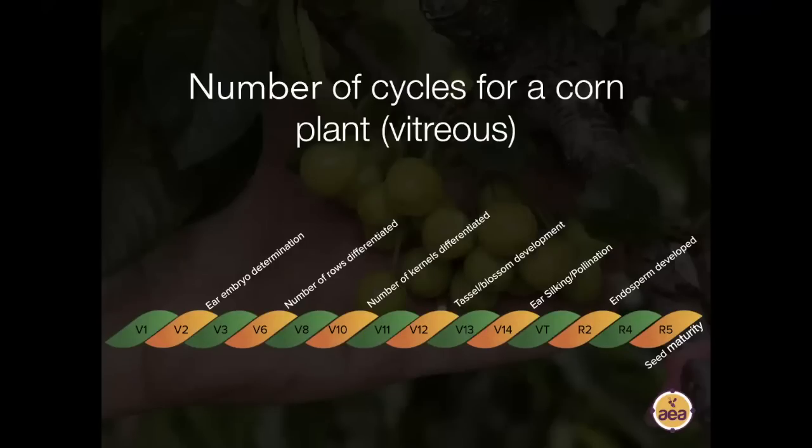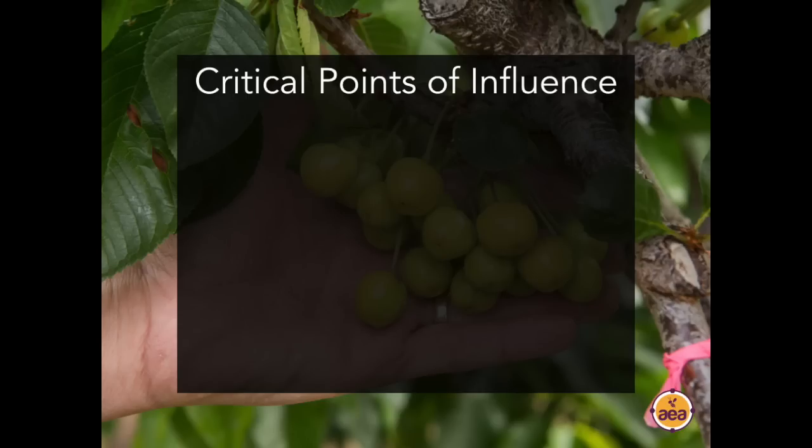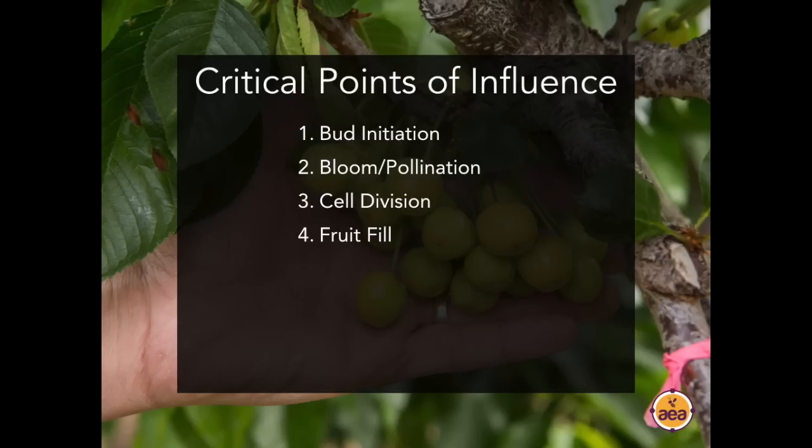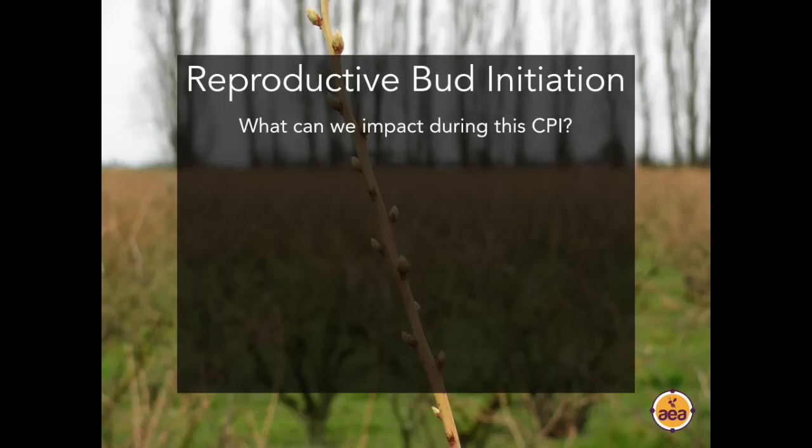So during this webinar, I'll be focusing on these 5 major critical points: bud initiation, bloom or blossoming and pollination, cell division, fruit fill, and ripening. So I'm going to be focusing on these 5 pieces, these 5 sections. First, we start off with bud initiation.